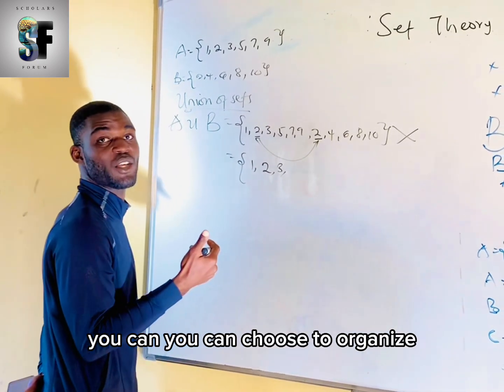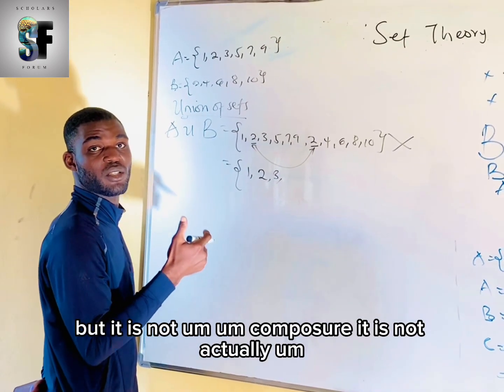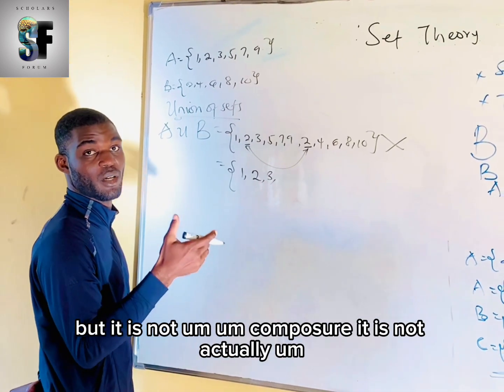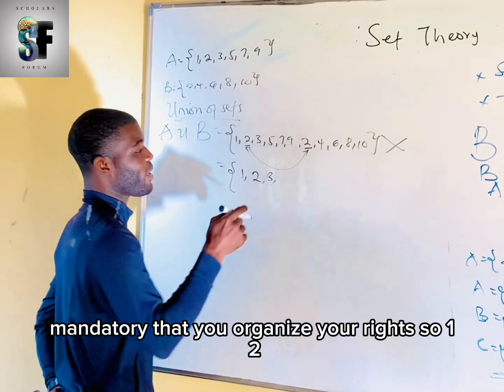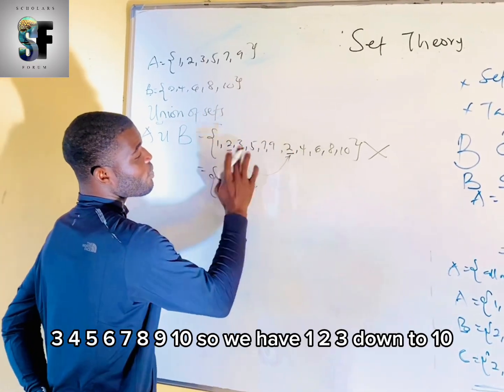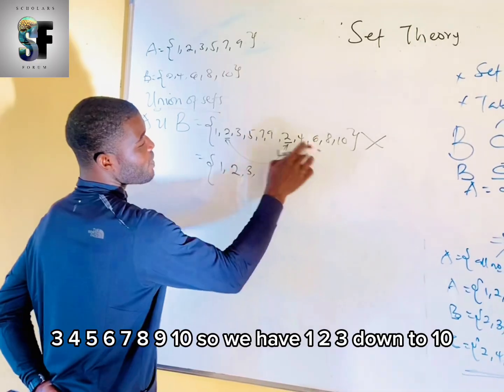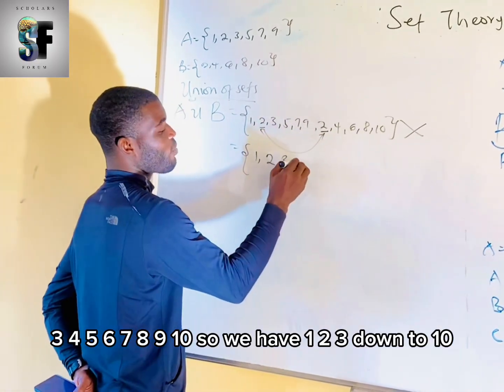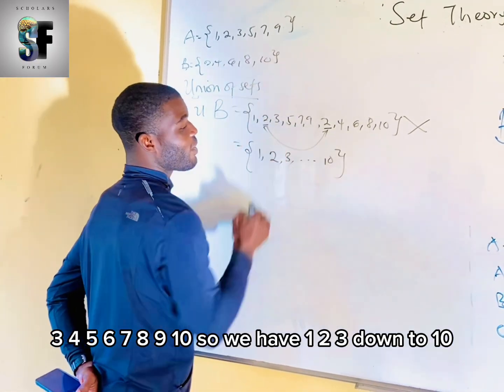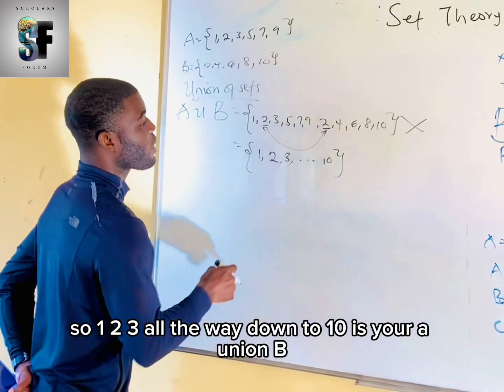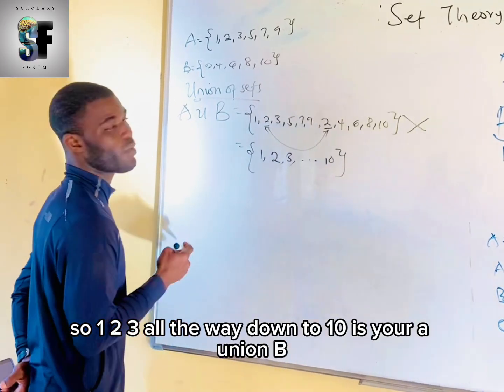You can choose to organize your work if you want to, but it is not compulsory. It is not actually mandated that you organize your writings. So 1, 2, 3, 4, 5, 6, 7, 8, 9, 10. So we have 1, 2, 3 down to 10. I believe you get that point. So 1, 2, 3 all the way down to 10 is your A union B.